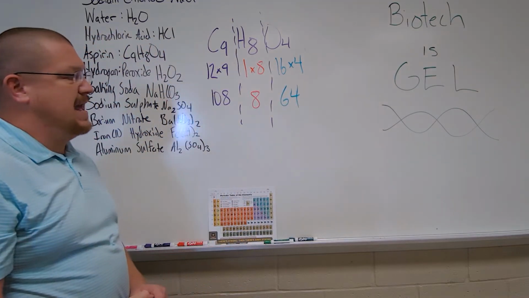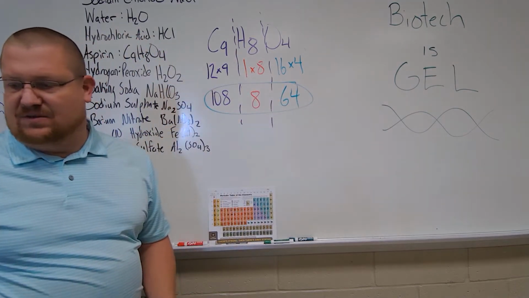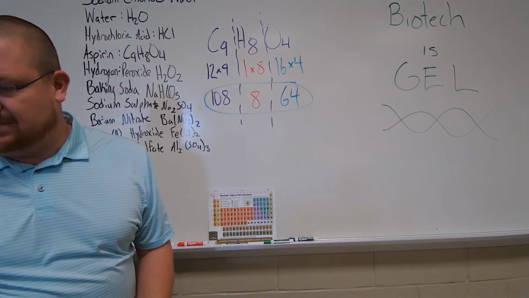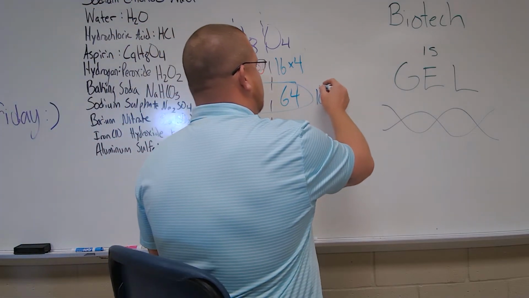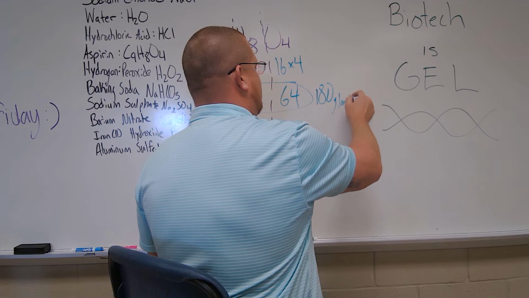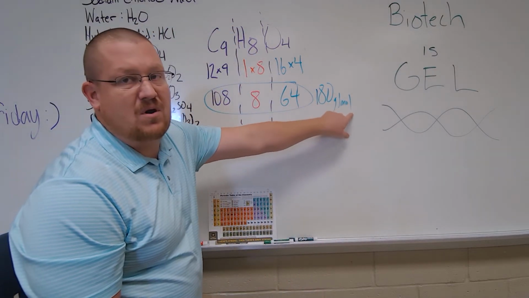Okay? Then I'm going to add these together. All right, if I add all those up, 108 plus 8 plus 64 is 180 grams per mole. So for aspirin, there's 180 grams in 1 mole. That's what that means.